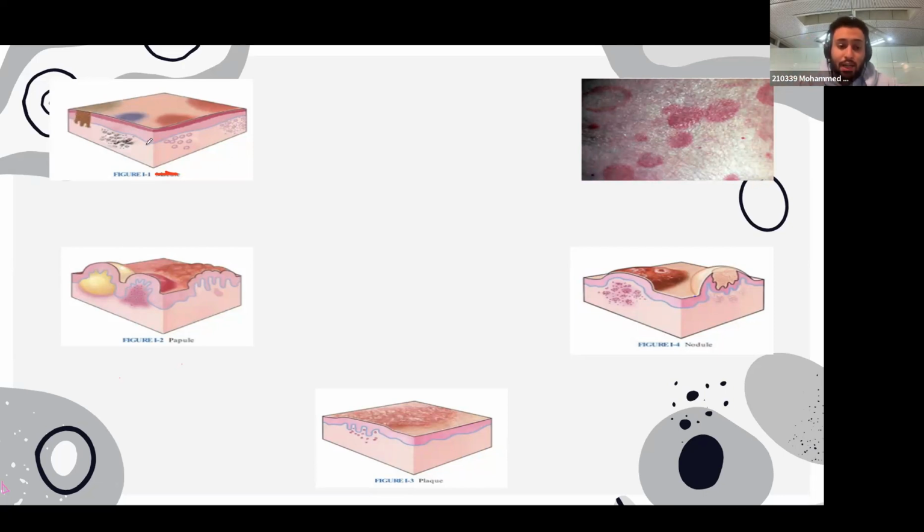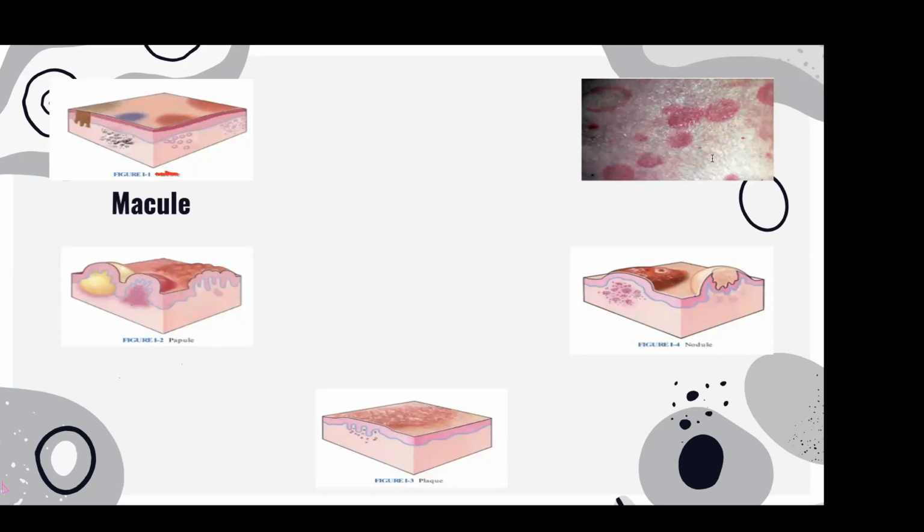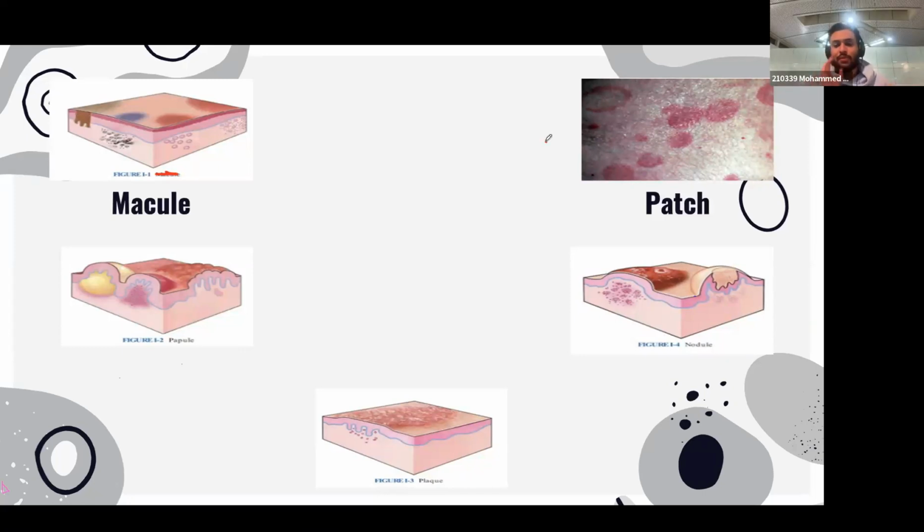This first one is a macule. Tamam. The second one is what's a bigger version of a macule? Patch. Good. Patch. Okay. The difference between them, the size of 5 millimeters. Below 5 millimeters of a flat lesion is a macule. Above is patch. Okay.